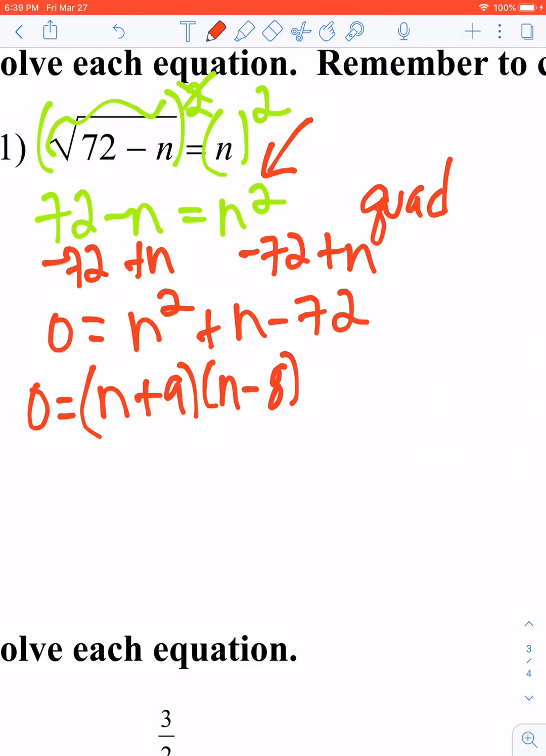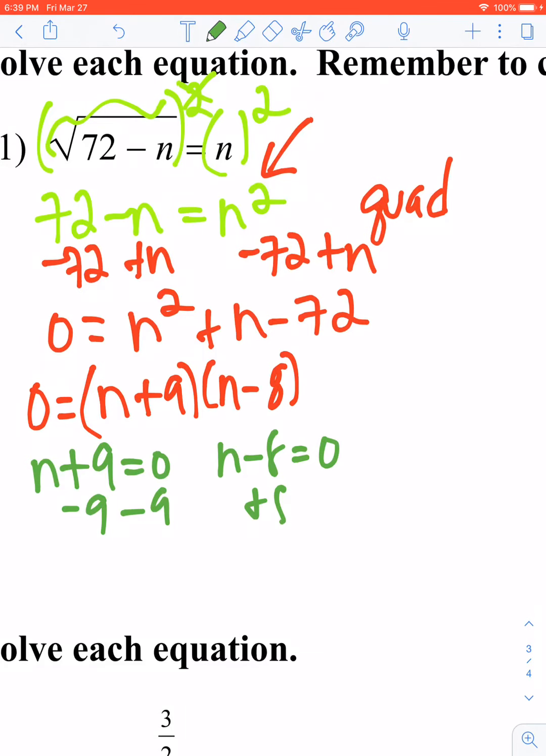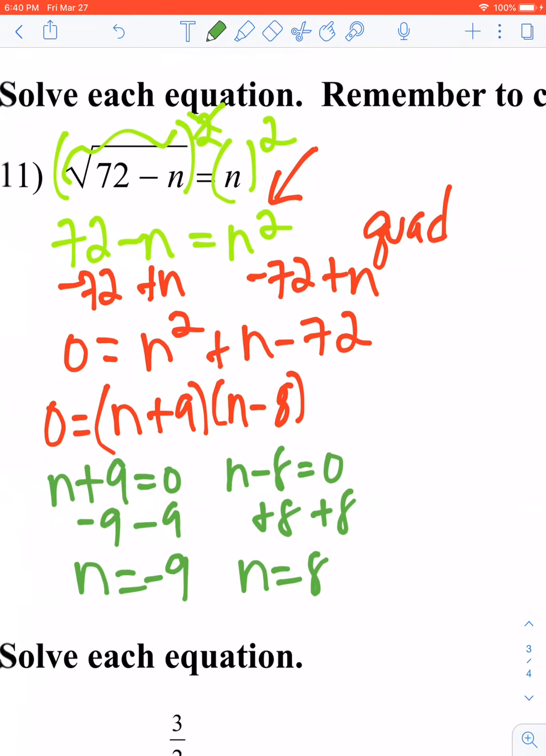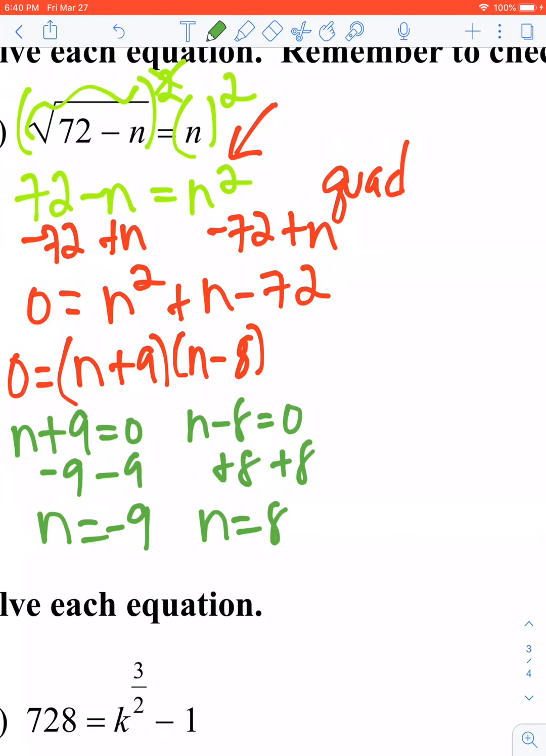Then I'm going to use the zero product property so that n plus 9 equals 0 and n minus 8 equals 0. So I get possible answers of n equals negative 9 and n is equal to 8. But I have to check my answer. So for the check, my original problem is the square root of 72 minus n equals n. And I'm going to check n equals negative 9 first.